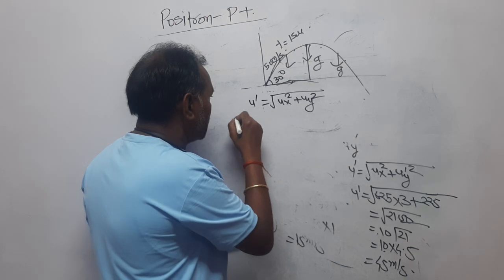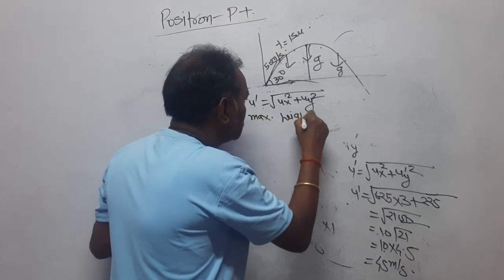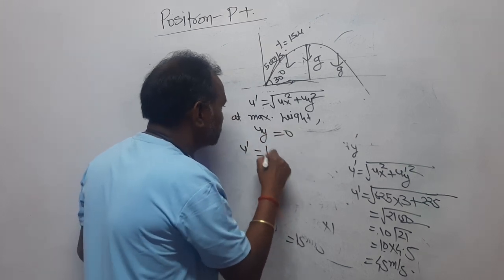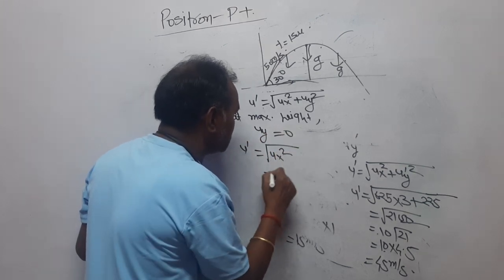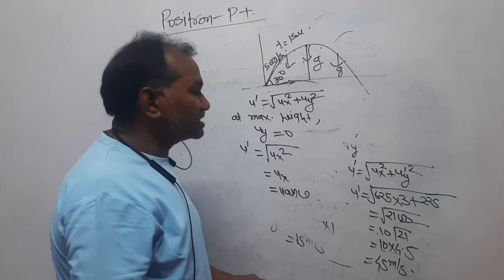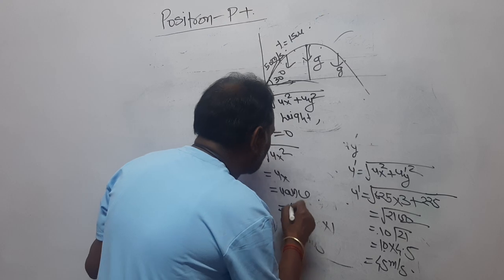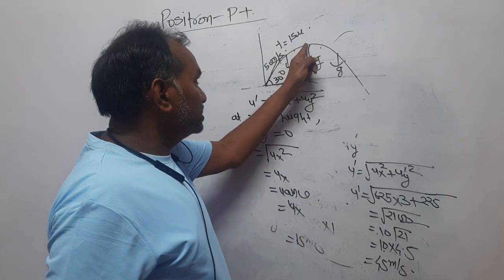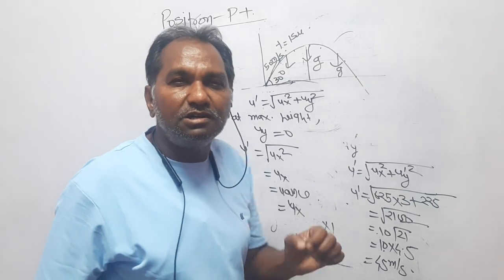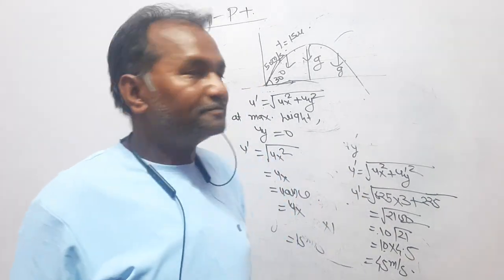So, at maximum height, uy equals 0. So, u dash is equal to under root ux square, or ux, and that is u cos theta. Means at maximum height, the resultant velocity will be equal to the initial horizontal velocity. Why is it so? I have proved this. Okay.